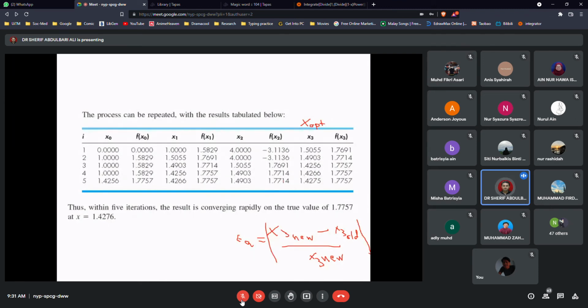If the question didn't ask you about the percentage, what you are going to notice here is that the more you iterate, the more you are going to get the same exact value, no changes. The function is not changing the values. So you will reach one stage where the answer will not change. Within the five iterations, the result is converging rapidly on the true value, which is 1.7757 at x is equal to 1.4275.